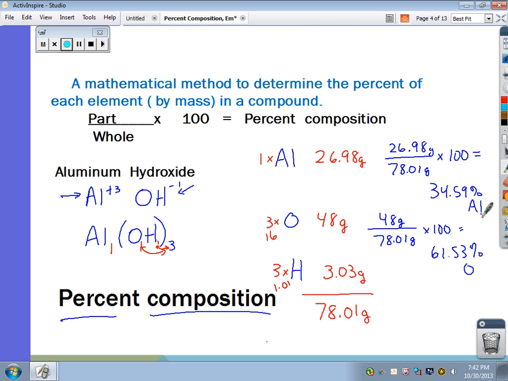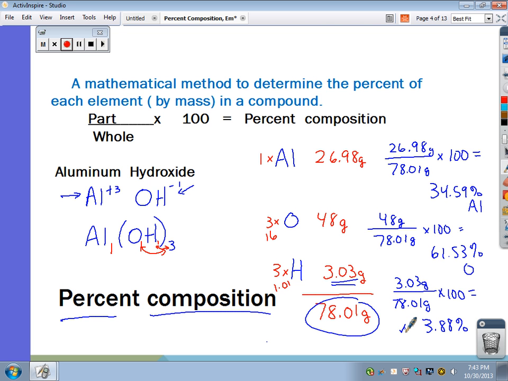Okay? And how do I do my last part? Well, it takes 3.03 grams of hydrogen over 78.01 grams for my total, times 100, and that's going to give me a percentage of 3.88%. And that actually makes sense, doesn't it? Because if you look, my total mass is 78.01, and my hydrogen is only 3.03. That's a tiny percent. That's why it matches up with that 3.88.